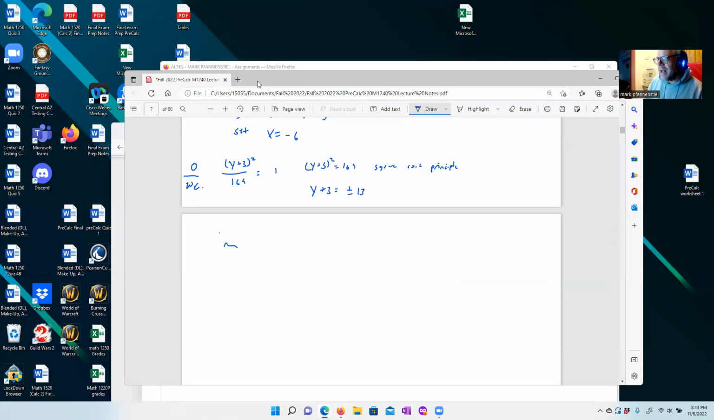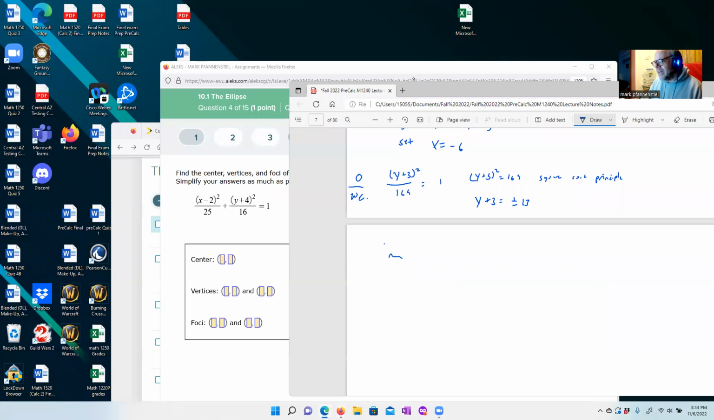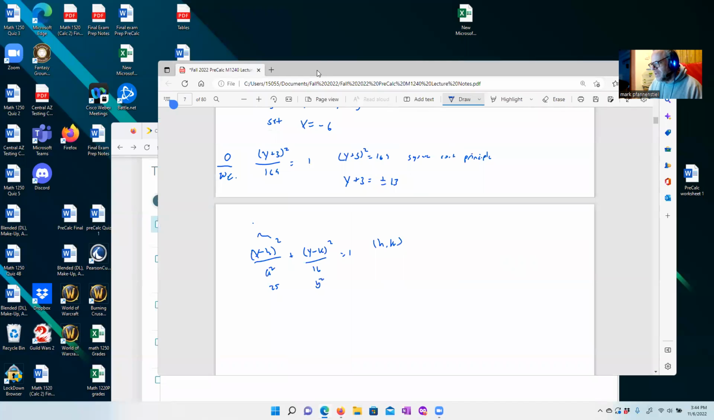Okay, so if we go back here and look at the center, we've got x minus h squared over, in this case, a squared, plus y minus k squared over 16, that's b squared, equals 1. a squared is 25. So our center is (h, k). That's pretty easy to pick out. There's not any weird stuff going on with that. For x, it's going to be 2.